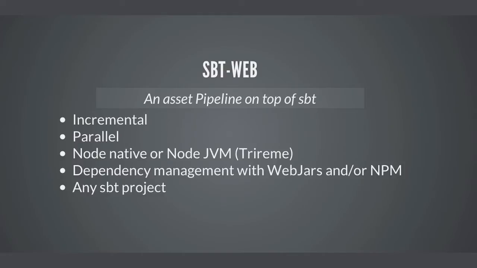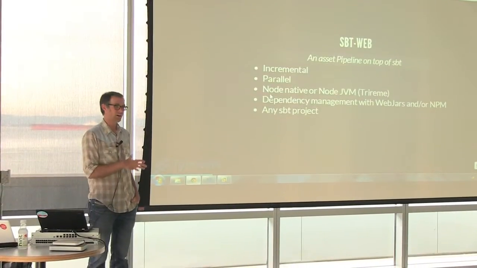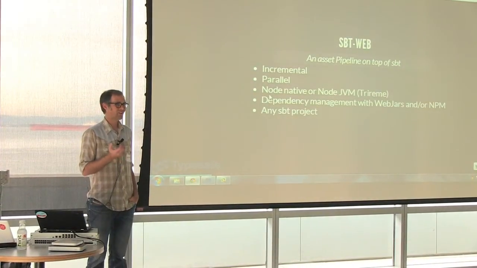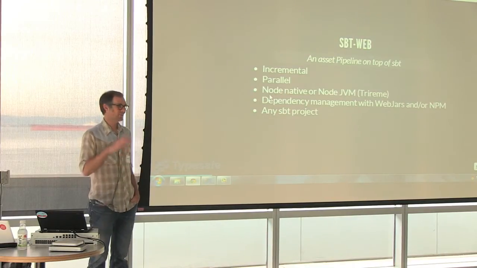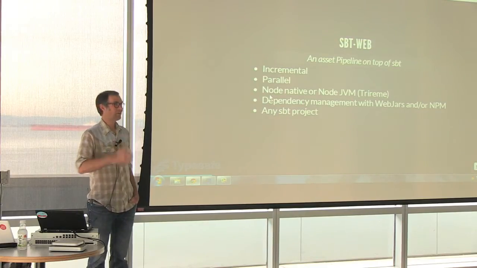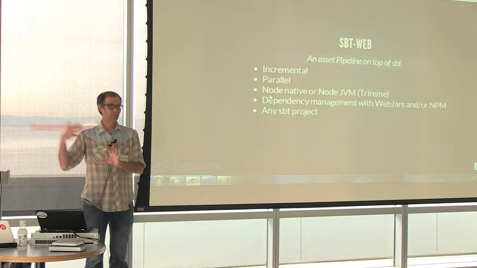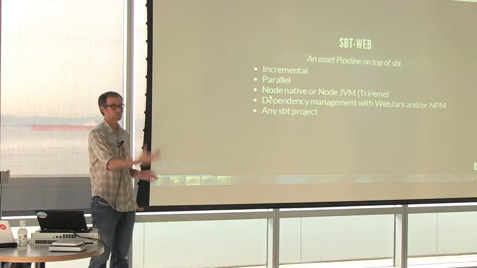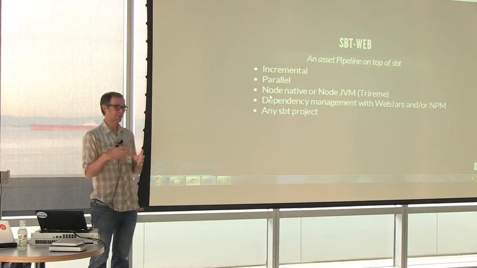So sbt-web is an asset pipeline on top of sbt. Play has had an asset pipeline in it from the beginning, I think. The problem with it is that it wasn't very flexible. It was hard-coded into Play, and the tools that it used were actually forked versions of the LESS compiler that everyone uses, and forked versions of the CoffeeScript compiler, and forked versions of the Closure compiler. And so Play was maintaining all this stuff.